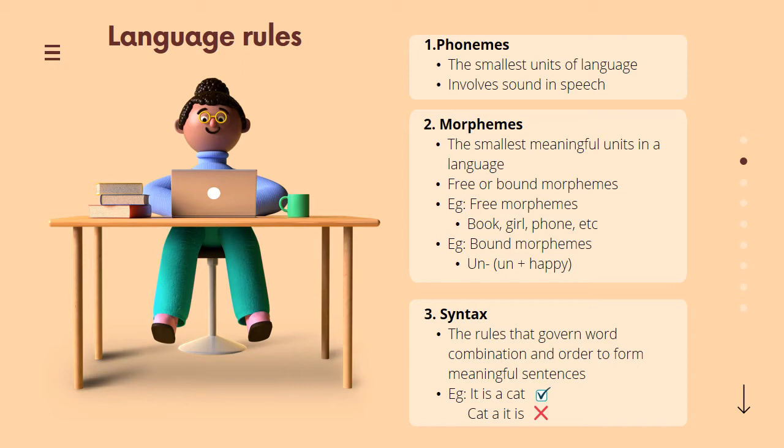And then the third rule is syntax, the rules that govern word combination and order to form meaningful sentences. For example, it is a cat. That is a correct sentence, but cat it is not a correct sentence because the word order is not right.